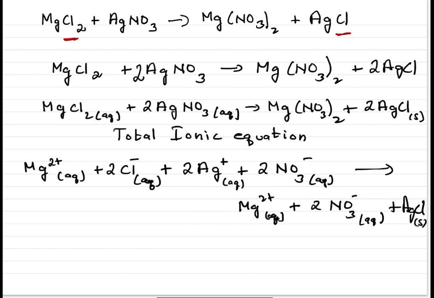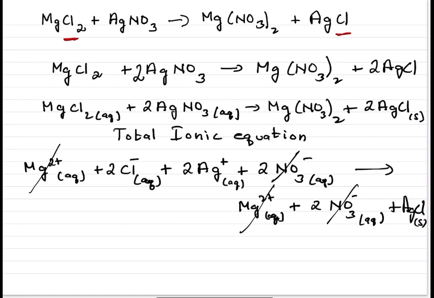Now the next step is to cross out the spectator ions. So eliminate the spectator ions. So who are the spectator ions? The ones which are on both sides and which have not changed from the reactant to the product. They are just not involved in the reaction, they're just there, so we can get rid of them. So the first one is Mg2 plus on the reactant side and Mg2 plus on the product side. Then we have nitrate on the reactant side and nitrate on the product side. So we have got rid of the spectator ions.